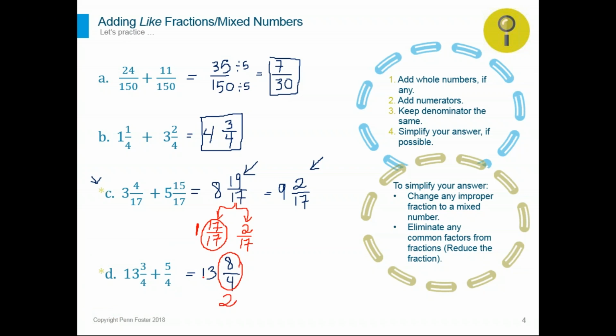And I have a whole number 13. Add 13 and 2 will give you 15. And yes, the answer is a whole number, even though we started out by adding a mixed number and a fraction. So it is possible that your sum of two different fractions would be a whole number. If you do everything correct, and this is your answer, then it's your answer.